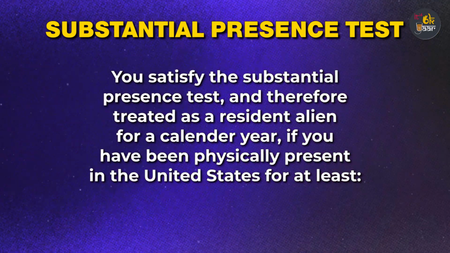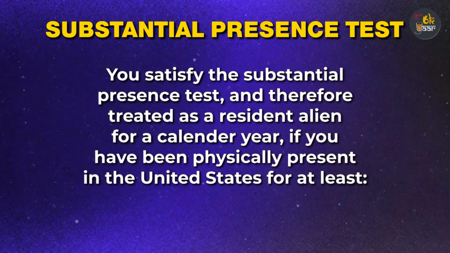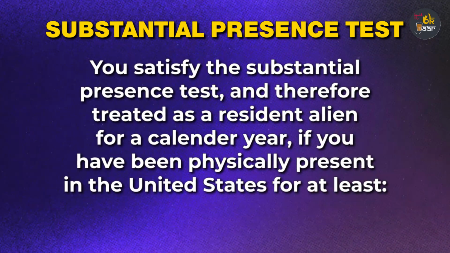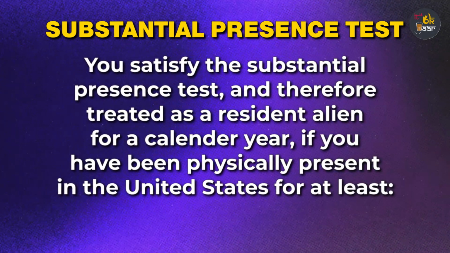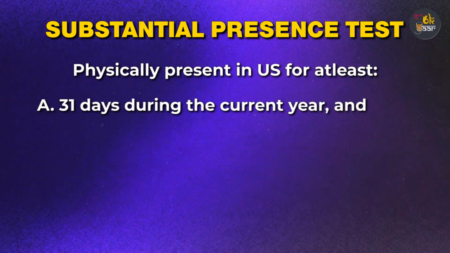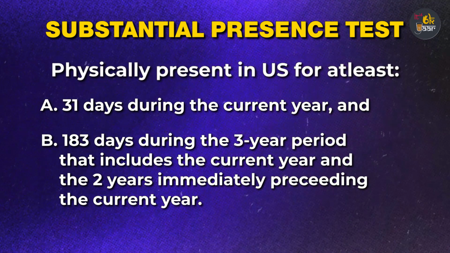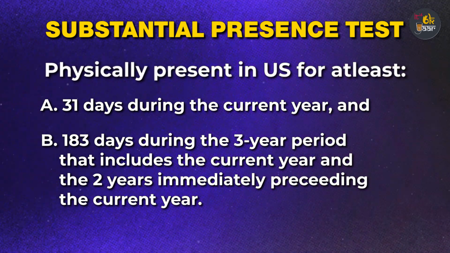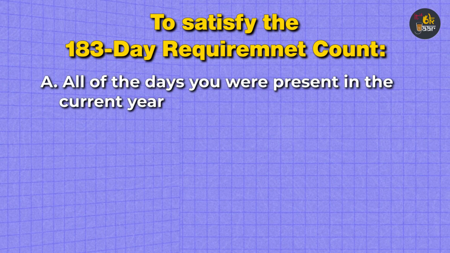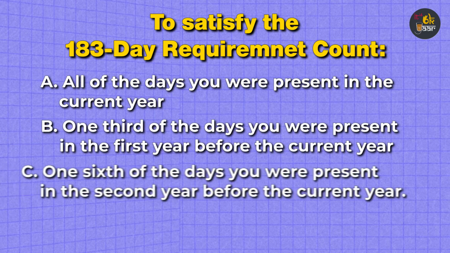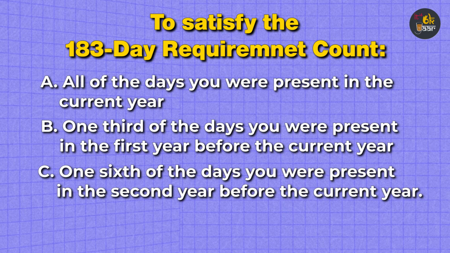Why? Let's look at the definition and then I'll break it down for you later. The substantial presence test definition says that you satisfy the substantial presence test and are therefore treated as a resident alien for a calendar year if you've been physically present in the United States for at least 31 days during the current year and 183 days during the 3-year period that includes the current year and the 2 years immediately preceding the current year. To satisfy the 183-day requirement, count all of the days you were present in the current year, 1/3 of the days you were present in the first year before the current year, and 1/6 of the days you were present in the second year before the current year.